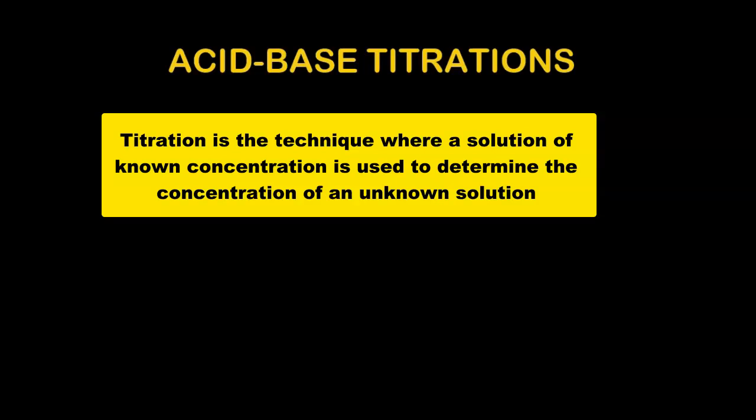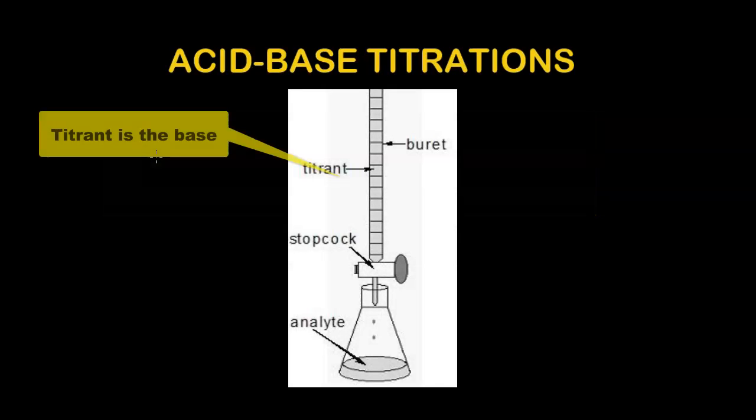Hey guys, in this lesson we will understand acid-base titrations. Titration, as you have learned in previous grades, is a technique where a solution of known concentration is used to determine the concentration of an unknown solution. The known solution, called the titrant, is added to the burette, and from the burette it is allowed to flow into the analyte, that is the unknown solution in the titration flask.